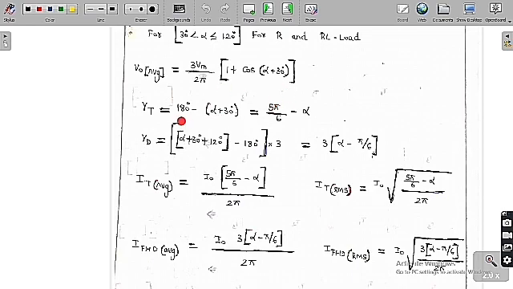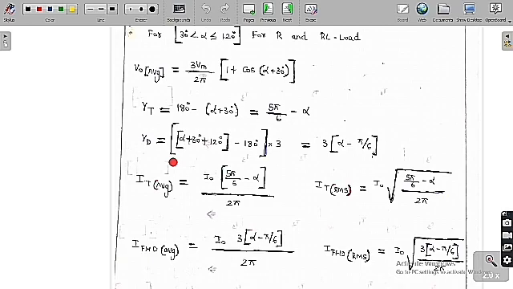If you want to know the conduction angle of the thyristor, I have already told you T1 is conducting only from 30 plus alpha to 180. So the conduction angle of the thyristor is equal to 180 minus alpha plus 30, so you get 5 pi by 6 minus alpha. So this is the range of the conduction angle of each thyristor.